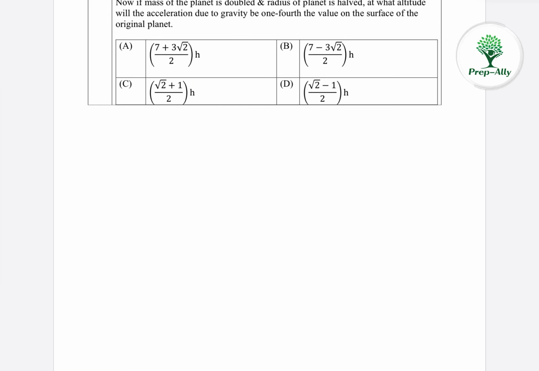When body is at a height of h from surface of planet, its acceleration due to gravity is half the value on surface of planet. So let us maybe draw a planet here. This planet has a mass m and radius r. We'll take a small planet of mass m and radius r. So on the surface of planet, the value of acceleration due to gravity is, say, some g. Now, at a height of h, the value is g by 2, half the value on surface.